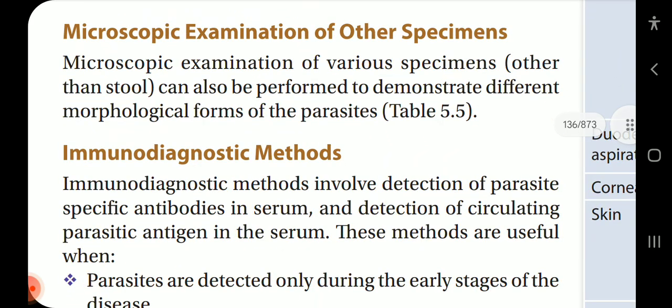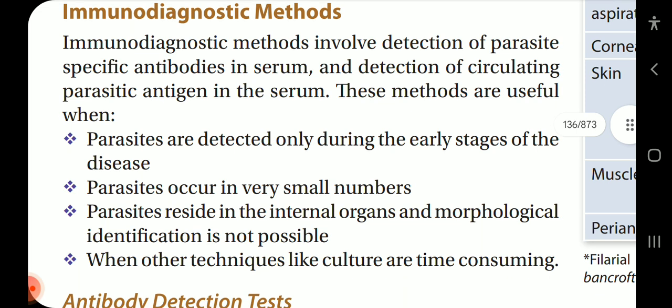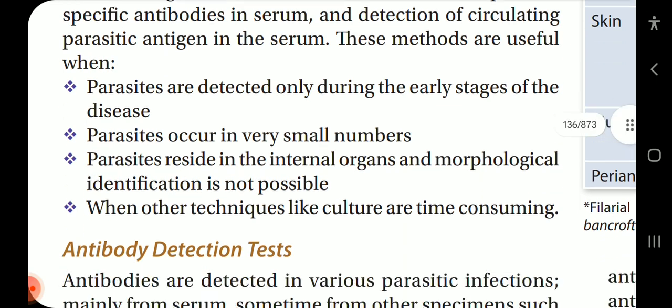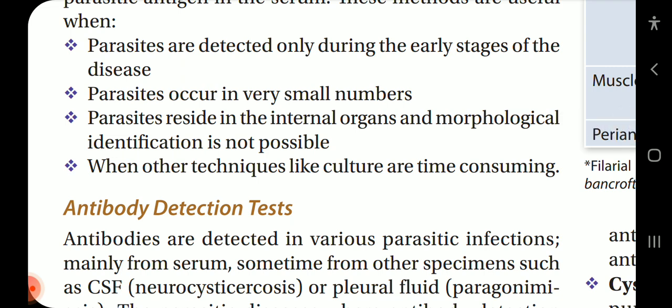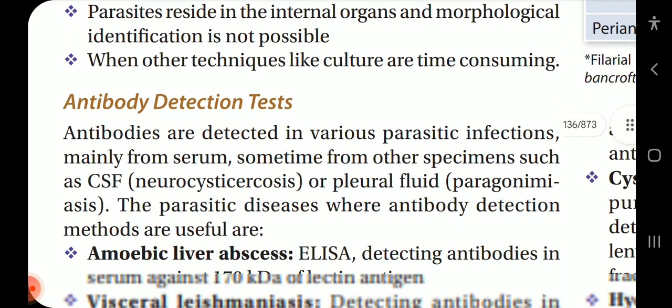Microscopic examination of other specimens. Microscopic examination of various specimens other than stool can also be performed to demonstrate the different morphological forms of the parasites. Now, the immunodiagnostic methods involve detection of parasite-specific antibodies in serum and detection of circulating parasitic antigen in the serum. These methods are useful when parasites are detected only during the early stage of the disease, parasites occur in very small numbers, parasites reside in the internal organs, and morphological identification is not possible, or when other techniques like culture are time consuming.